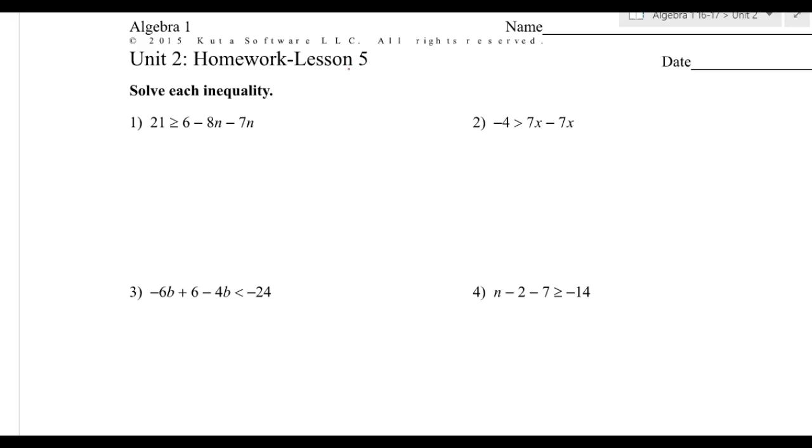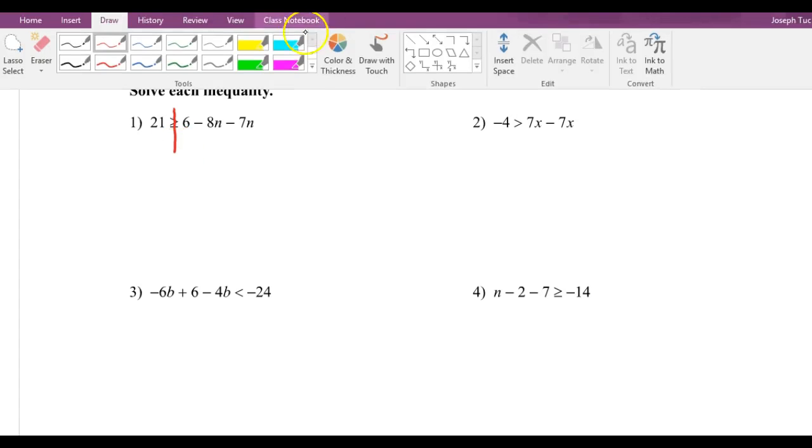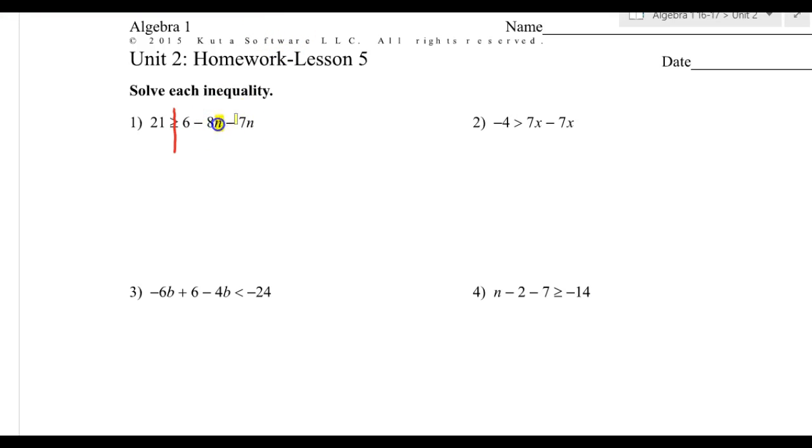The biggest thing about solving inequalities is that you have to treat them exactly the same as an equation, except when you divide or multiply by a negative number. Otherwise, everything else is the same. We draw a line through the actual inequality. We figure out where our variable is, and in this case it's n.